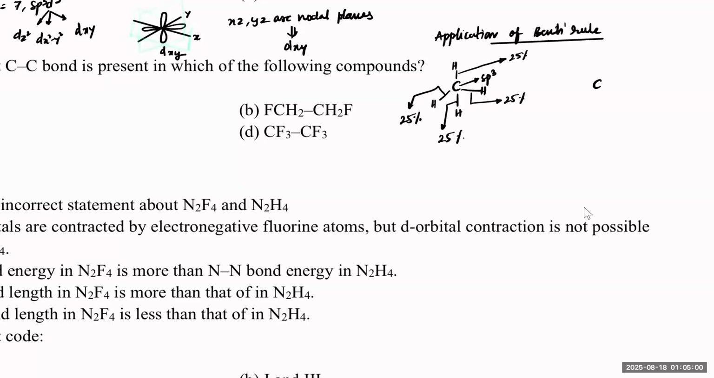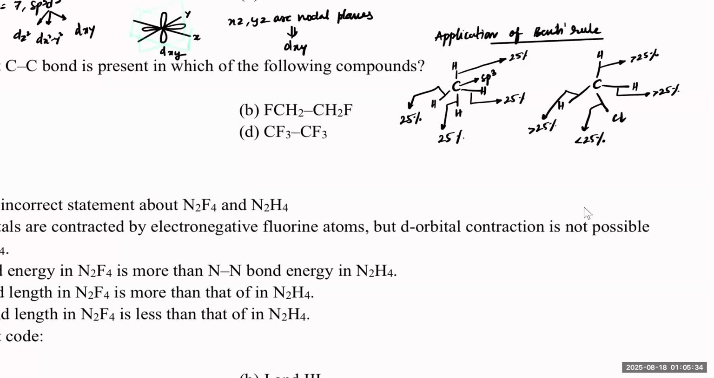Now, let's see the trick. Suppose you have three hydrogens, but then I replace one with chlorine. Now what happens? This was supposed to be 25%. Now it will be greater than 25% here, greater than 25% here, and greater than 25% here also. But only in this bond it will be lesser than 25%.